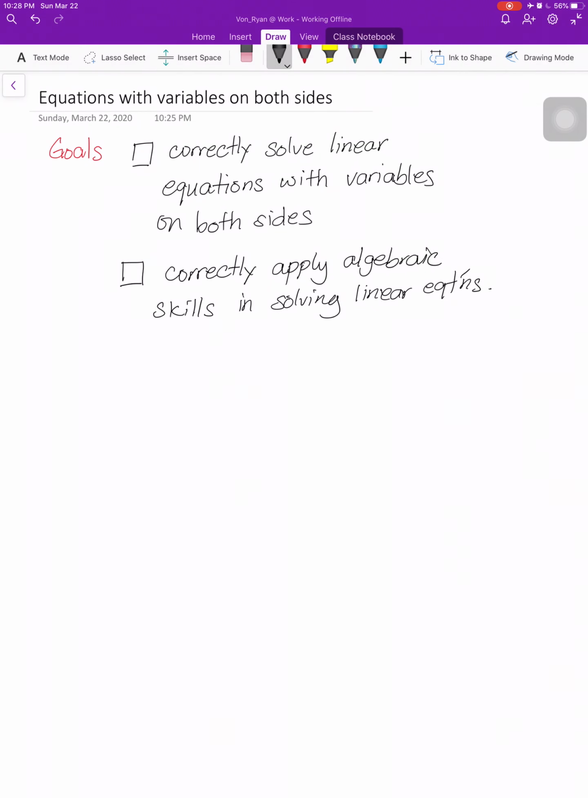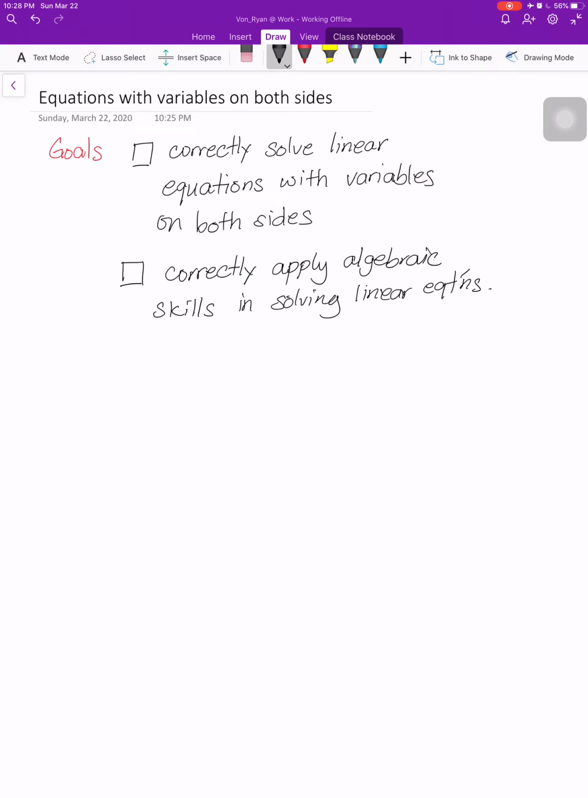Good evening. So today we're going to learn about equations with variables on both sides, and this is still a continuation of our solving linear equations topics, and our goals will be to correctly solve linear equations with variables on both sides and also correctly apply algebraic skills in solving linear equations.